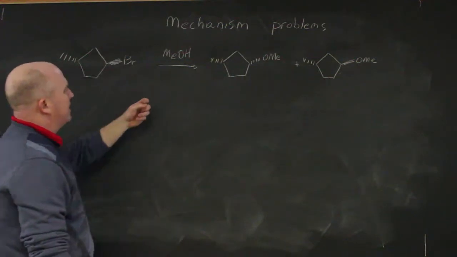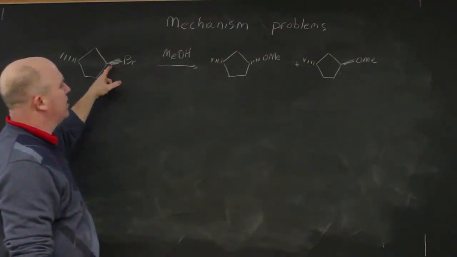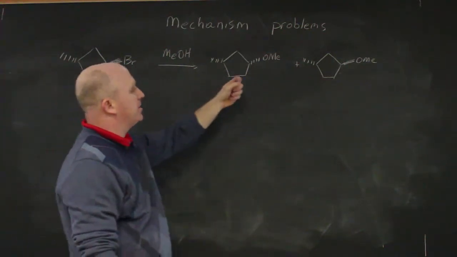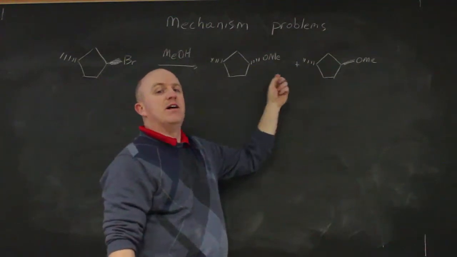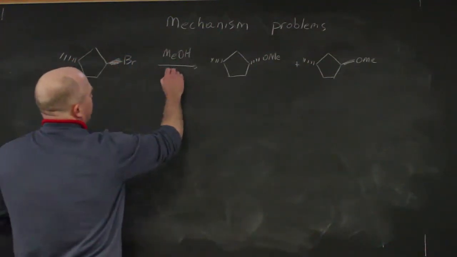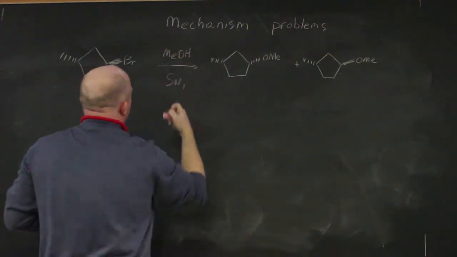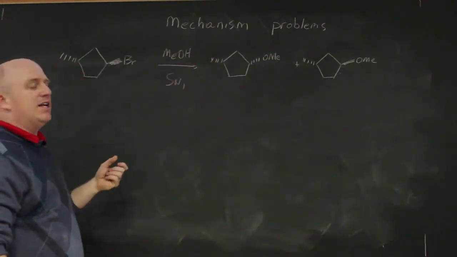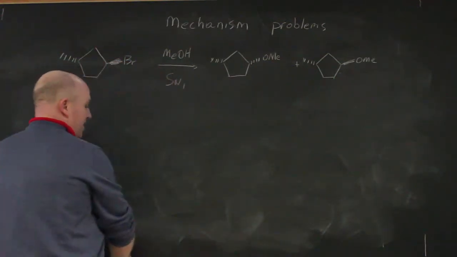Now, I hope you recognize that because this is a polar protic solvent, this is going to be an SN1 type reaction. You could also learn that from the stereochemistry is destroyed, making what amounts to, in this case, a 50-50 mix of diastereomers. But this must be an SN1 reaction. Again, recognize that from the stereochemistry, recognize that from the methanol, recognize that from the secondary nature of this. It doesn't really matter. So now we just need to write out the actual steps that get us there.